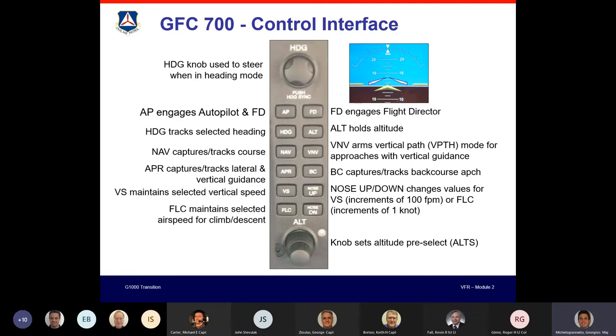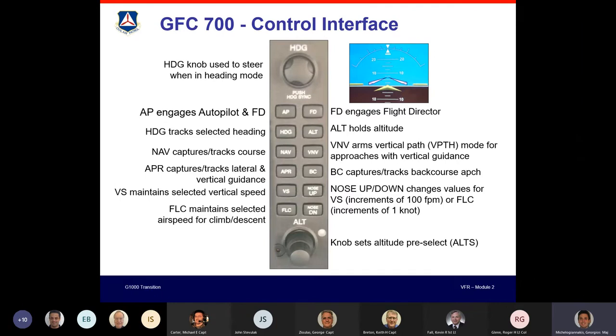Vertical nav is basically the vertical path, so you can draw from A to B. You can tell it what altitudes you want to be at each of those waypoints, and it will calculate the rate of descent. It's pretty handy. Approach and BC are for IFR. That's for another day. And then vertical speed and flight level change are how we change altitudes.